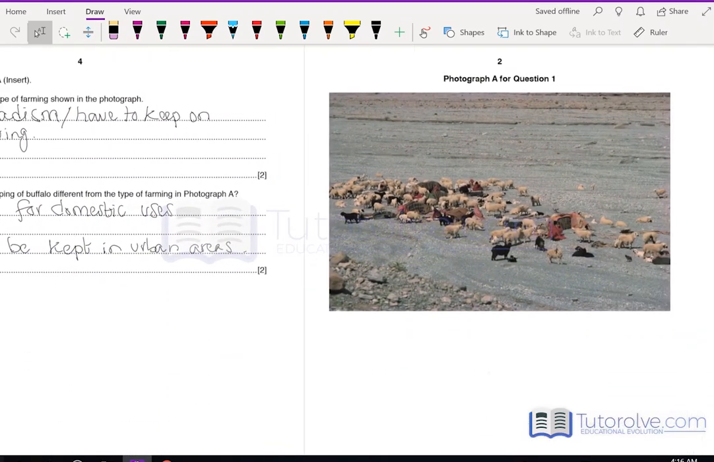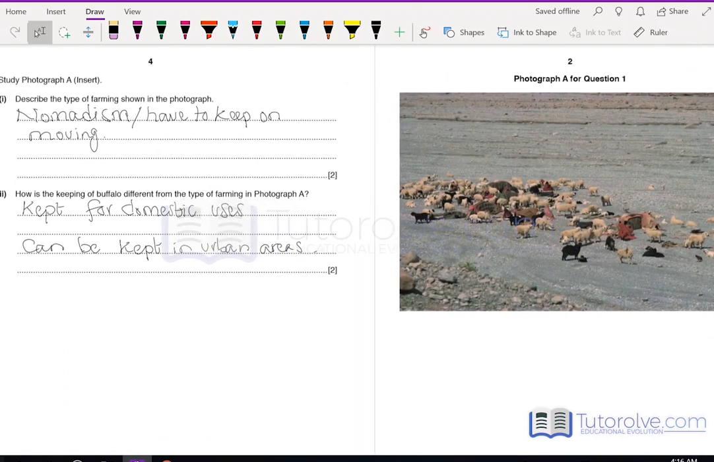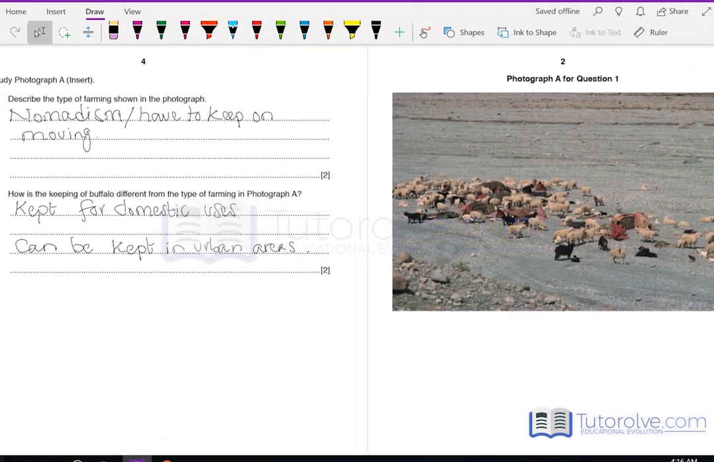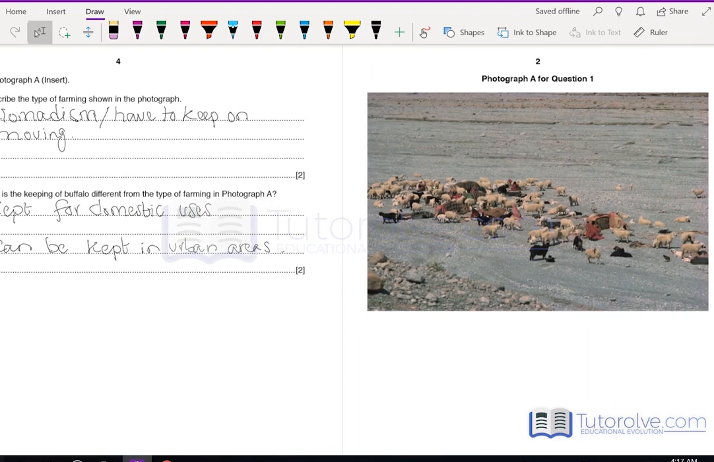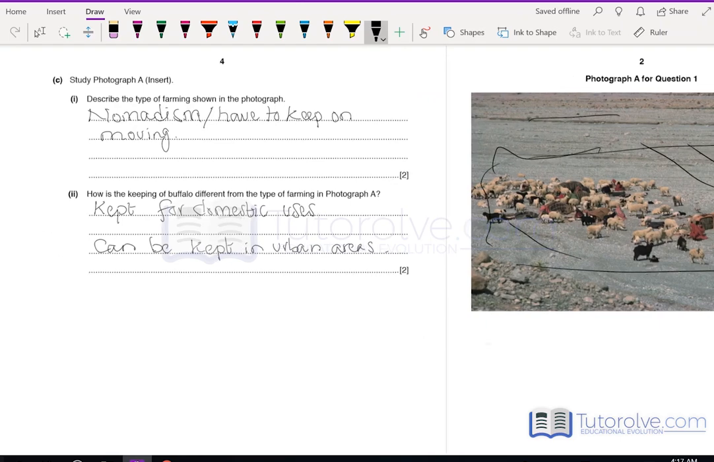Now, this is photograph A for question 1, which asks: describe the type of farming shown in the photograph. Now you can see that the herd is being led by a person. So that means it is basically nomadism, where you have to keep moving and there are no settlements nearby. So everything is in constant flux.